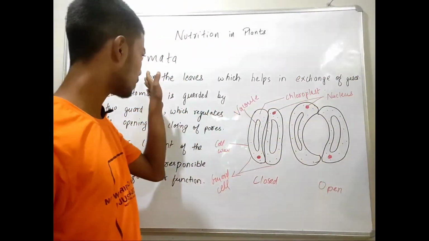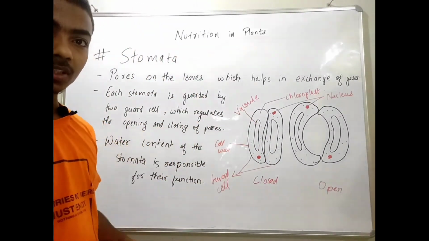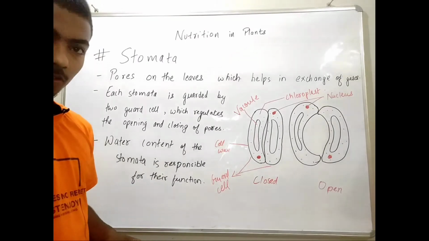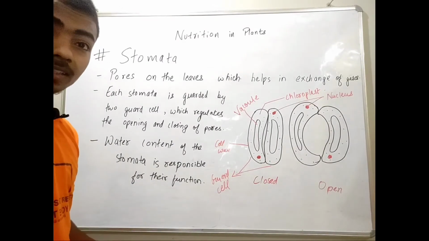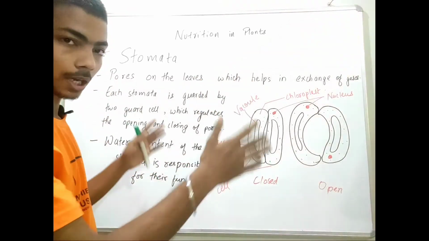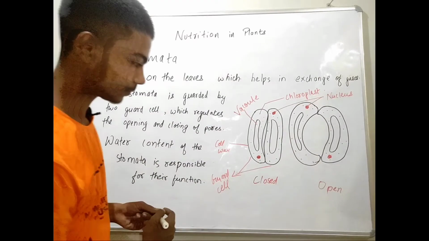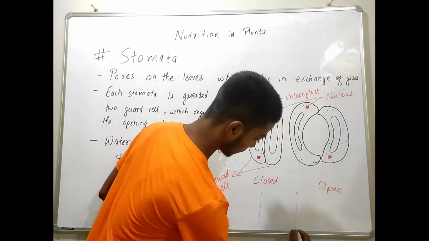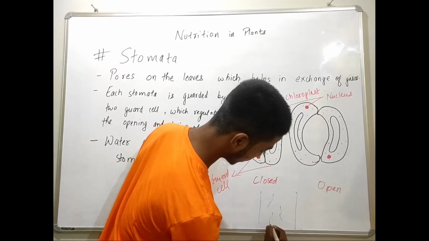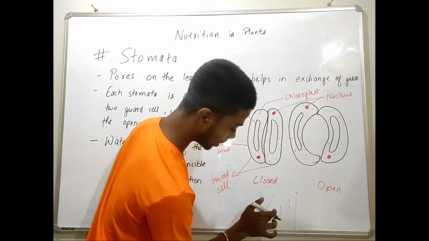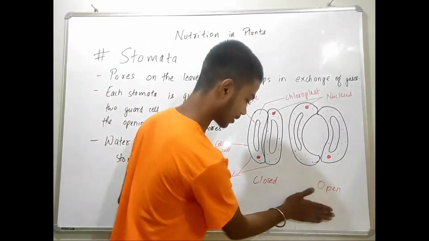Besides stomata, there are many other structures from which exchange of gases takes place. In root also, in stem also. In stem, lenticels are present. If you see a big, matured plant and look at its bark, you will see marks like this, in groups. These are called lenticels, and from these lenticels exchange of gases also takes place.